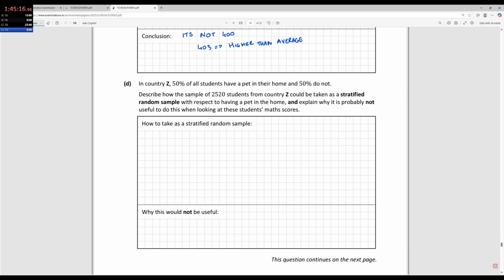The country said 50% of all students have a pet in their home, 50% do not. A sample of this could be taken as a stratified random sample with respect to having a pet in the home. Explain why it is probably not useful to do this when looking at these students' maths scores. I don't know. Stratified random? So basically this is like English again. Stratified random is, I can't remember, to be honest with you.